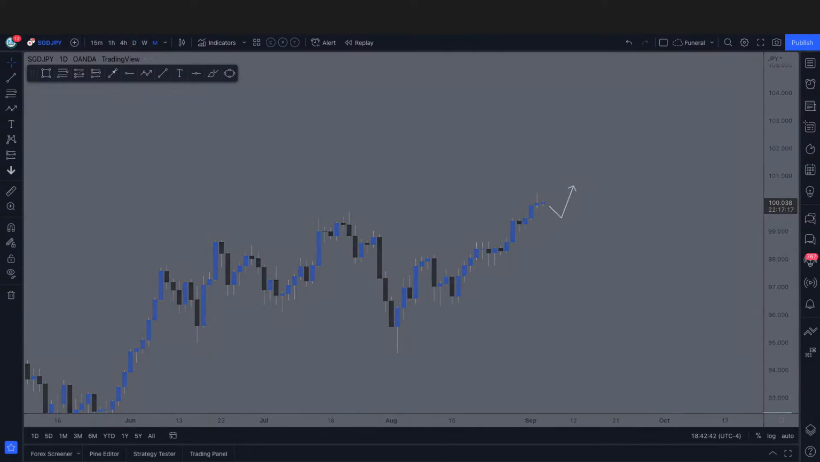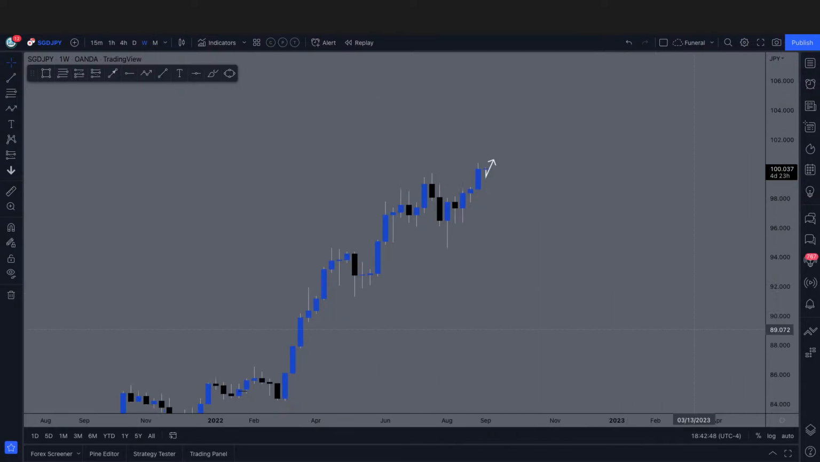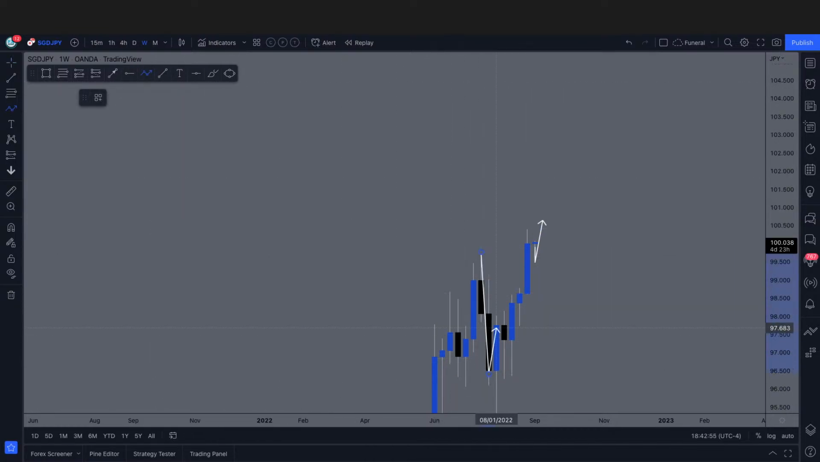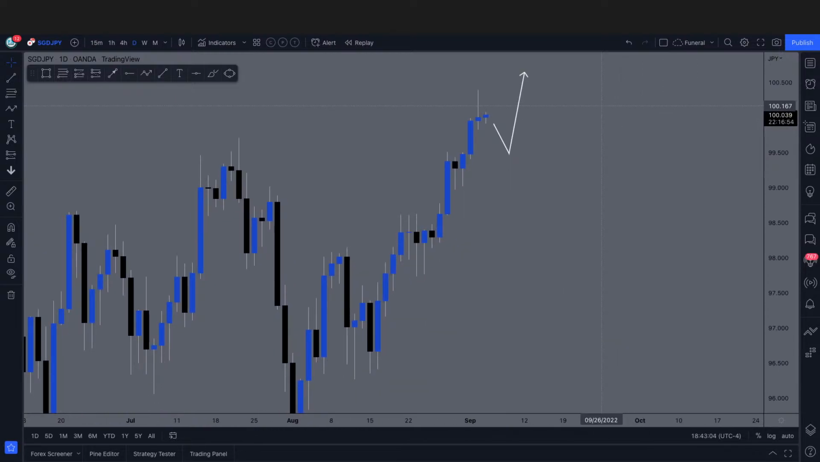SGD/JPY from the monthly time frame, we are pushing to the upside quite aggressively, breaking structure. If we look at it from the weekly time frame, we just made this overextended W formation. We want to see a completion back down here or some sort of retracement for a continuation to the upside. If we look at it from a daily time frame perspective, we just created this impulse to the upside. If we do get some sort of retracement back in this area, we then can look for the continuation to the upside.